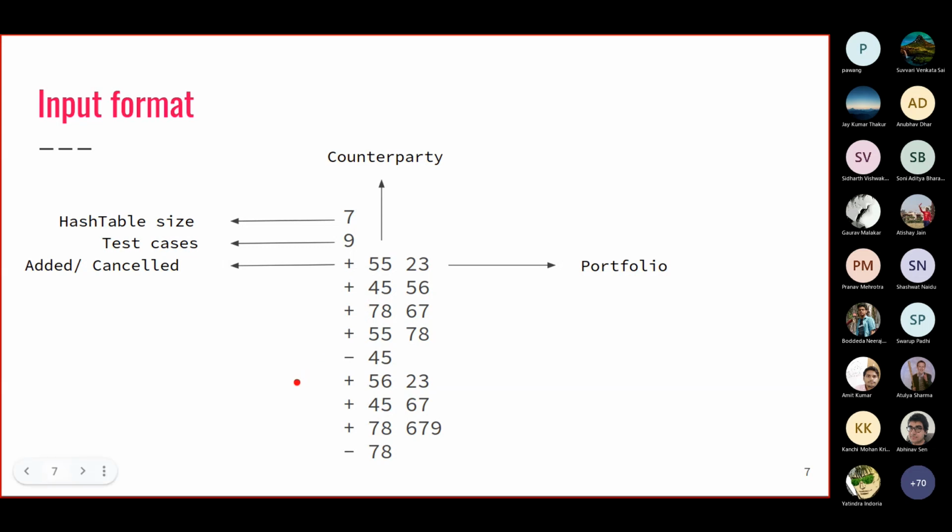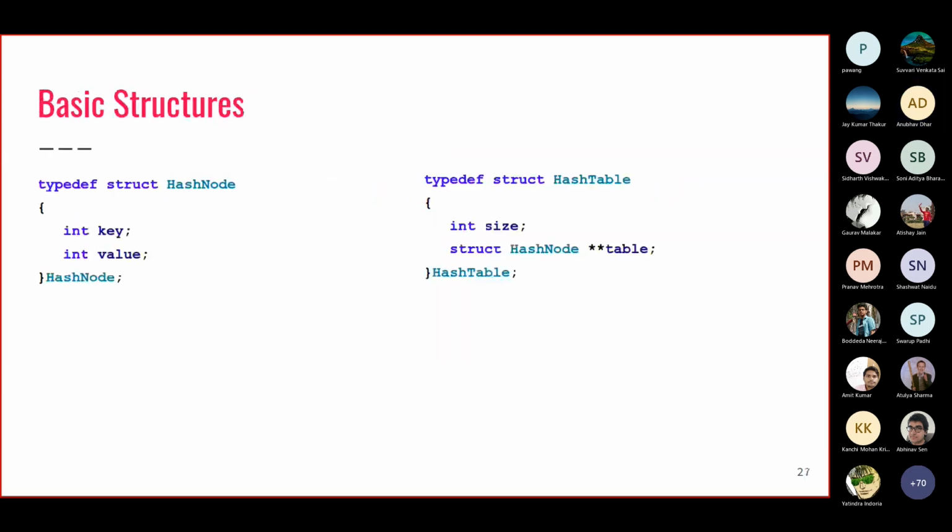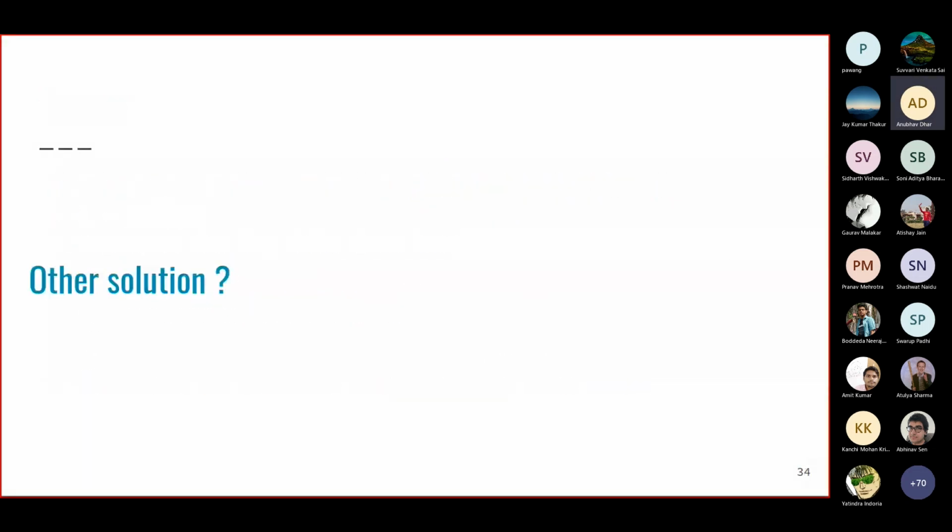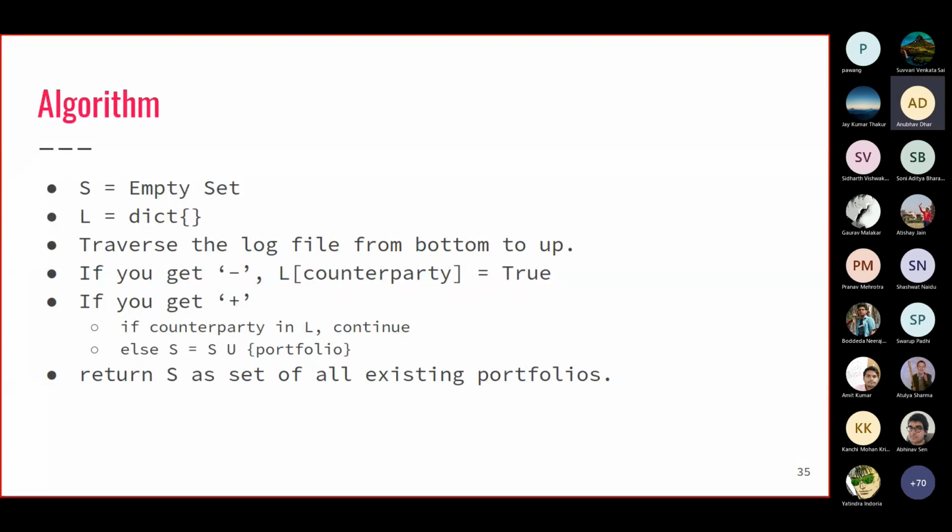Is that clear? Yes, sir. Sir, I had another doubt. Sir, could you please go to the last slide which you were explaining? Sorry, this one. Yes, sir. Here you have written that S equals S union portfolio. So how do we do this union operation in constant time?